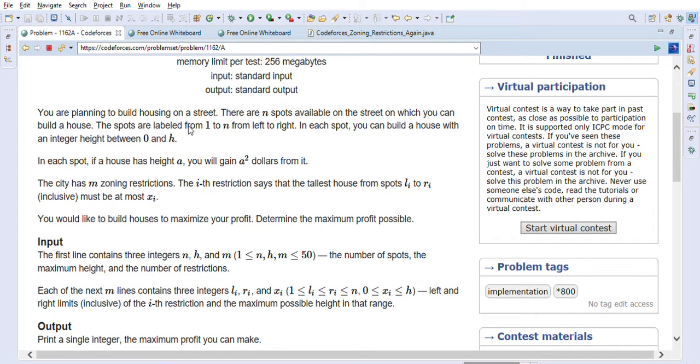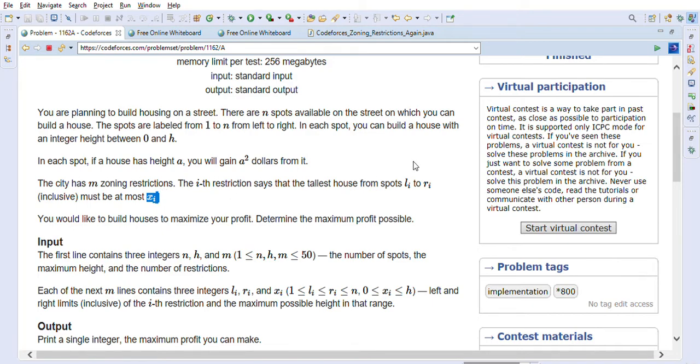So you are planning to build housing on a street. There are n spots available on the street on which you can build a house. The spots are labeled from 1 to n, from left to right. In each spot, you can build a house with an integer height between 0 and h. If a house has height a, you will gain a squared dollars from it. The city has m zoning restrictions. The ith restriction says that the tallest house from left to right inclusive must be at most xi height.